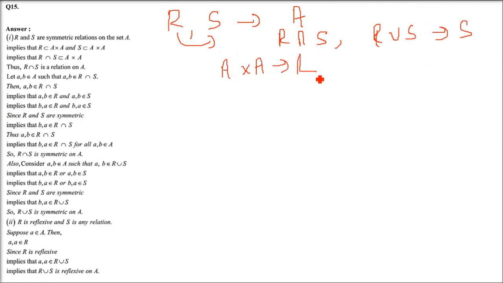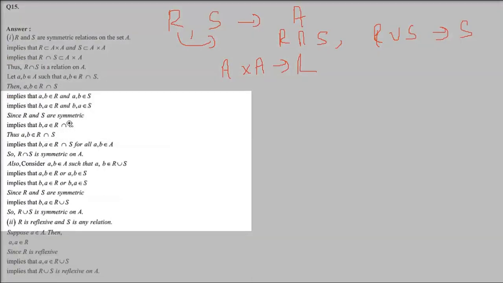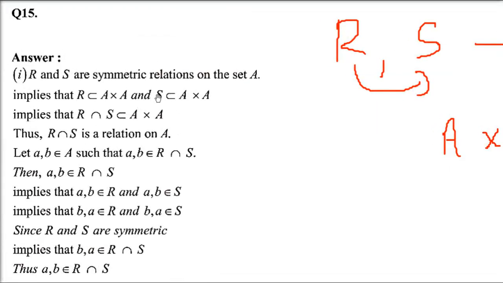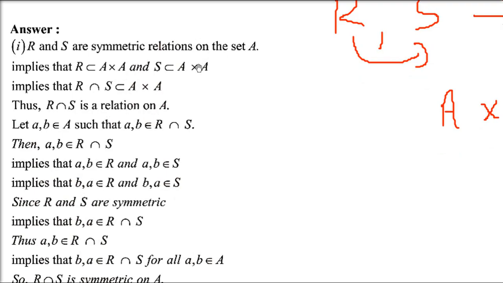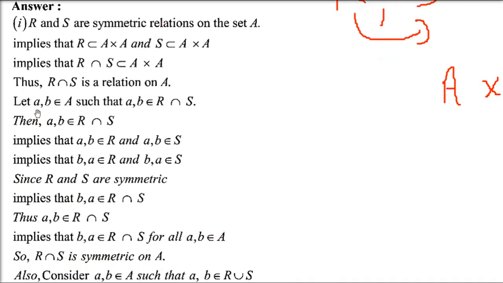A set is there, we do A cross A, the ordered pairs will be formed and the relation will be formed from these ordered pairs only. So R will be a subset of A cross A, S will be a subset of A cross A. So R intersection S will also be a subset of A cross A. R and S both are subsets of A cross A, so R intersection S is a relation. This is very clear. First we have to show that R intersection S has to be a relation. Then only we go forward.